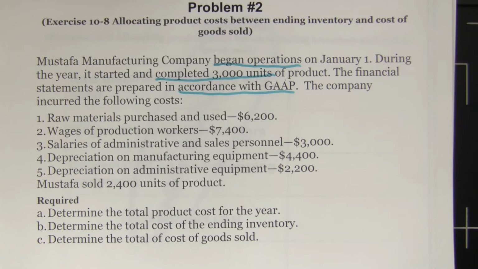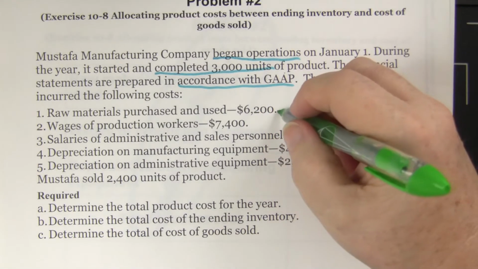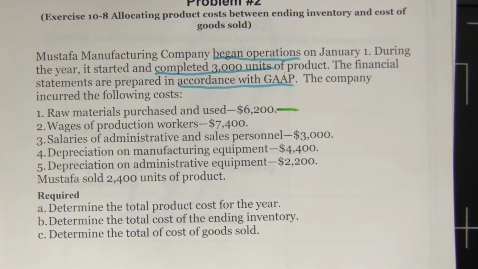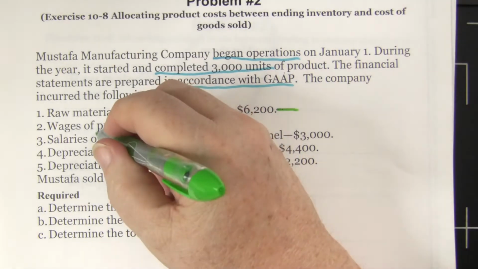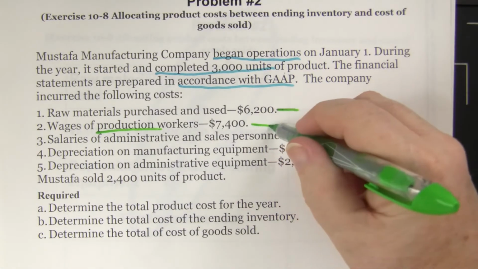The company incurred the following costs. Well, raw materials purchased and used. They would be a product cost. So let's highlight that in green. So we're going to need that. Wages of production workers. Production workers would be a product cost.